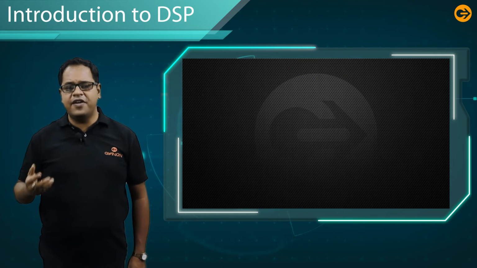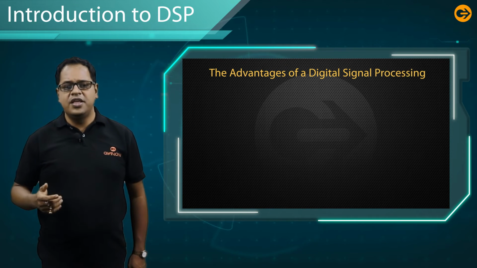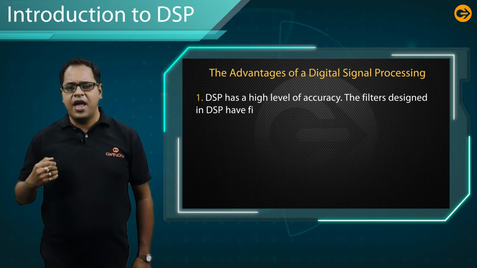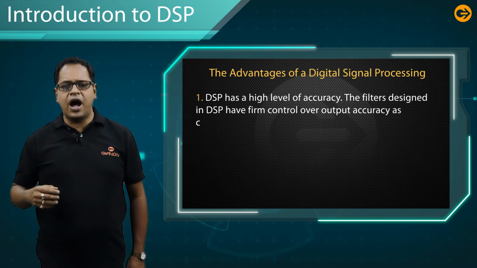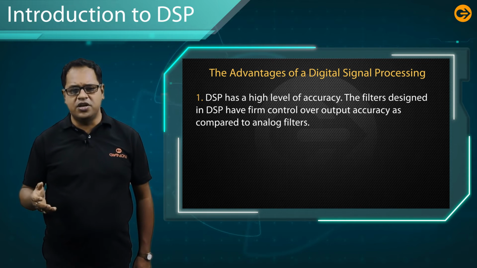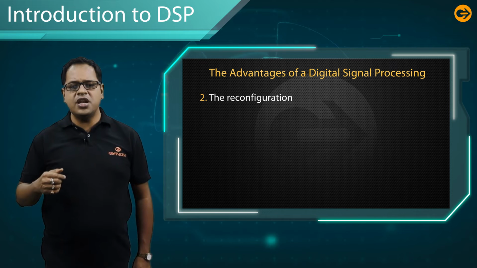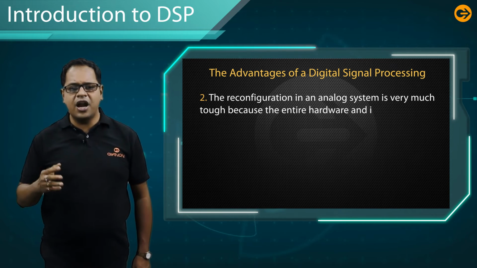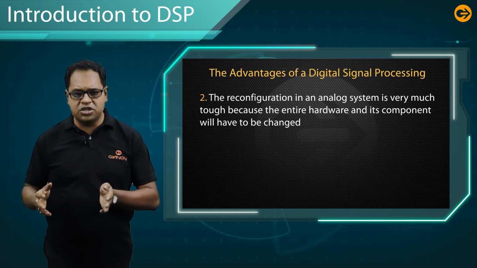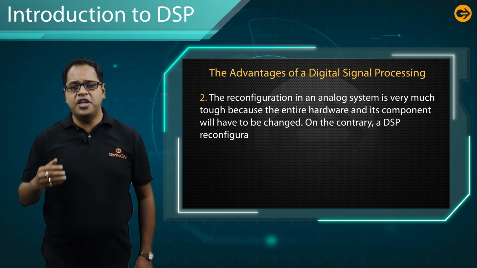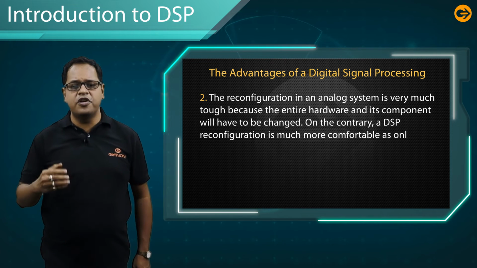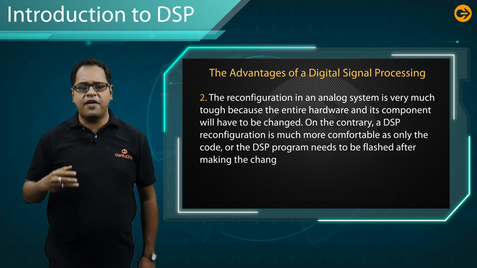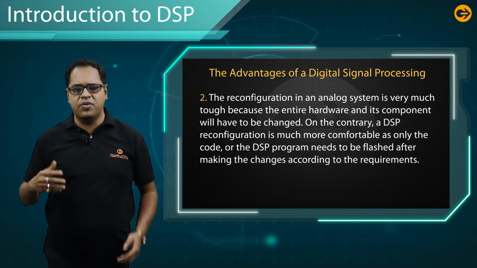Now let us discuss the advantages of digital signal processing. DSP has a high level of accuracy. The filter design in DSP has firm control over output accuracy as compared to analog filters. Reconfiguration in an analog system is very tough, because the entire hardware and its components will have to be changed. On the contrary, DSP reconfiguration is much more comfortable as only the code or the DSP program needs to be flashed after making the changes according to the requirements.